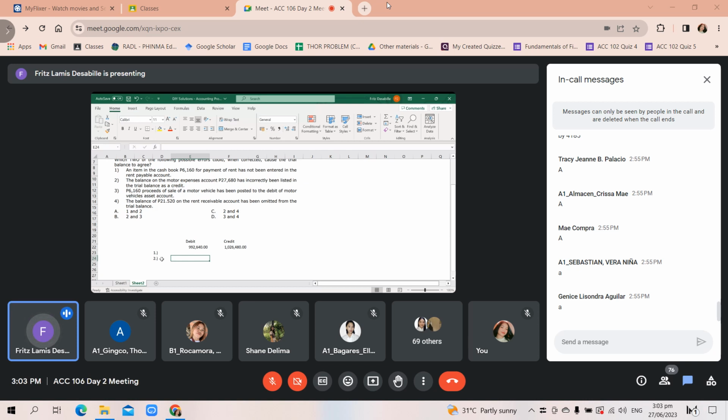Number two, sure ta nga, i-transfer na to dapat ang motor expenses, gibutang na to siya sa credit, pero dili siya dapat ibutang. So, tangtango na to siya sa credit. Yeah, idungag na to siya sa debit. Correct the error, the transplacement error.